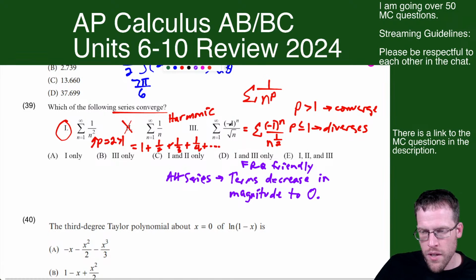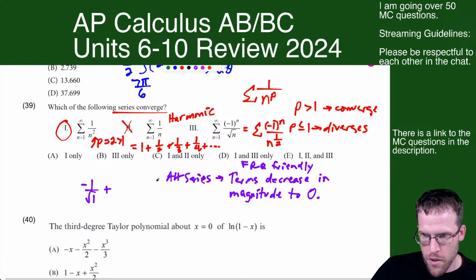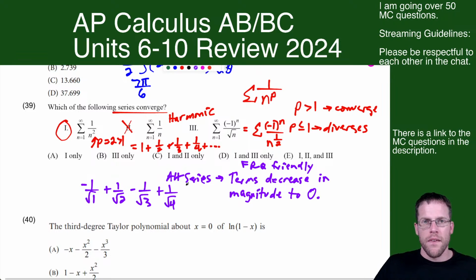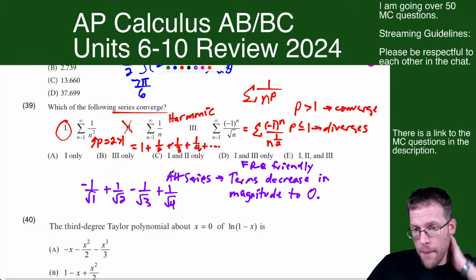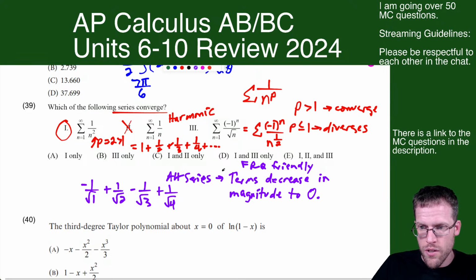So here, if I plug in n equals 1, I'm at negative 1 over square root of 1. Then if I plug in n equals 2, I'm going to have plus 1 over radical 2, minus 1 over radical 3, plus 1 over radical 4. So you see these terms are shrinking in magnitude. They're alternating in sign, so we have to account for that, but the absolute value of the numbers is getting smaller.